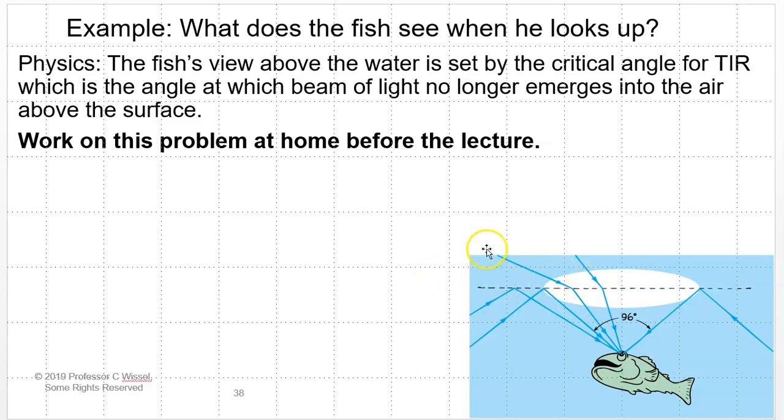You don't see the surface over here. You don't see the stuff above the surface. So what happens is the fish's view above the water is set by the critical angle for total internal reflection, which is the angle at which the beam of light no longer emerges into the air above the surface. And remember, this is perfectly reversible. It doesn't matter whether the light is coming this way or going that way. So you can just pretend it goes this way.